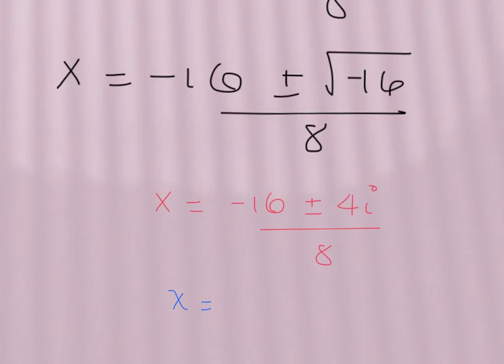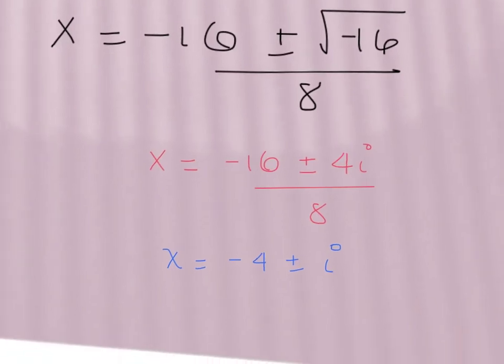And 16 divided by 4 is? Good. And 4i divided by 4 is? 1i. And 8 divided by 4 is? 2. And that's my answer.